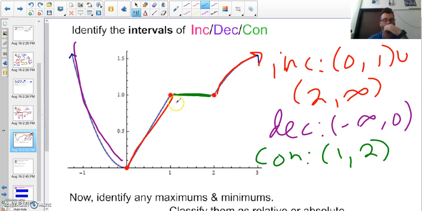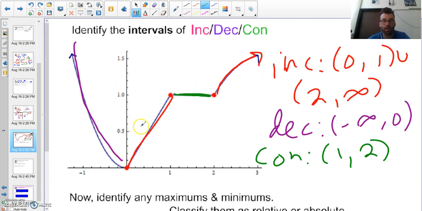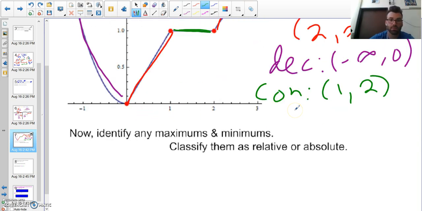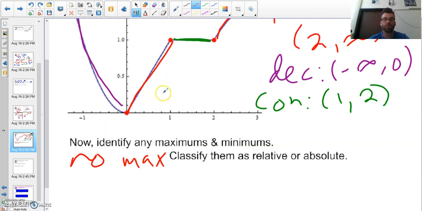Now identify any maximums or minimums. Is there a maximum here? There is no max. This would not be considered a relative max, because it hits it twice. If it went down like this and then back up, then it would be considered a relative max. But since our function just goes to constant, it's not a relative max. Remember, relative max go from increasing to decreasing. We're going from increasing to constant here, so it can't be a maximum. We do have a minimum down here, and that is an absolute min.